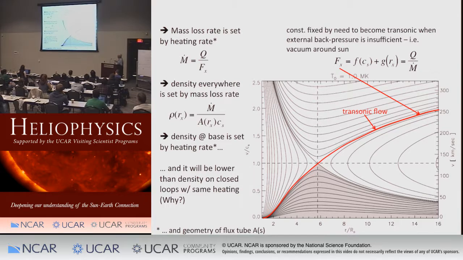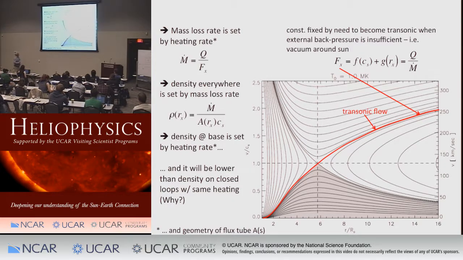So basically to summarize, our mass loss rate, the amount of mass we're losing through this flow, is specified entirely by Q. F of x is fixed by the value of this contour right here. So that's sort of fixed. And Q is, again, the heating rate. Sorry, I changed it from H to Q. What happens is the more energy I dump into this corona, the more mass flows out. Density is fixed by that as well.